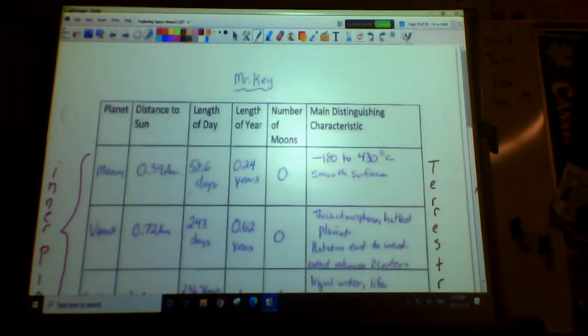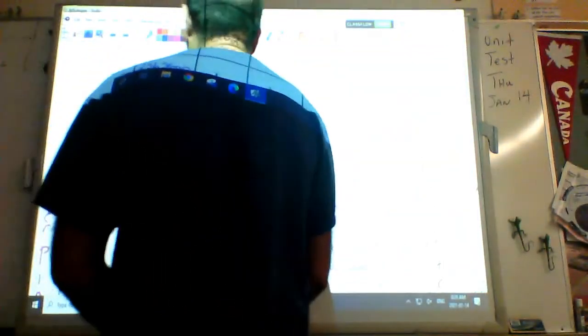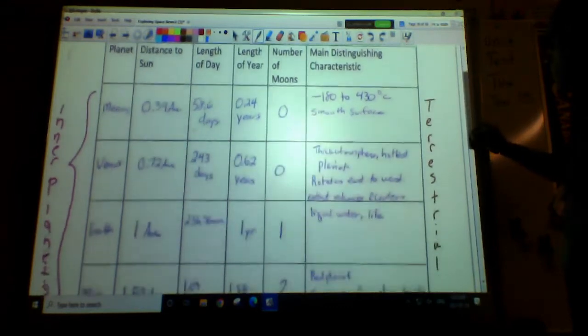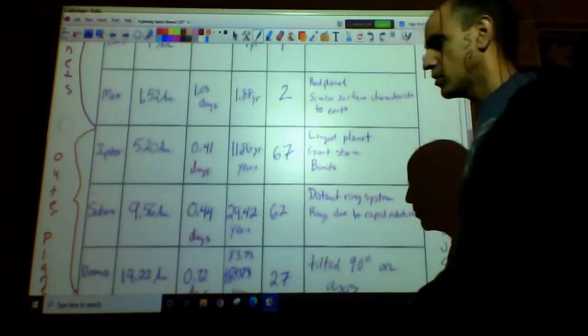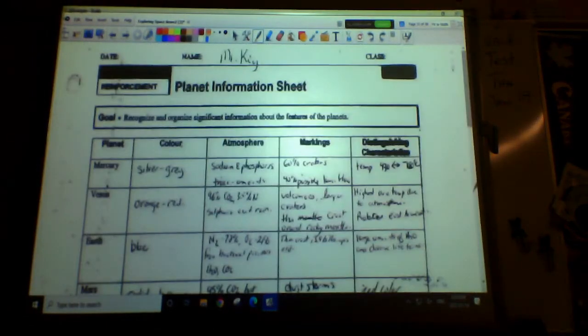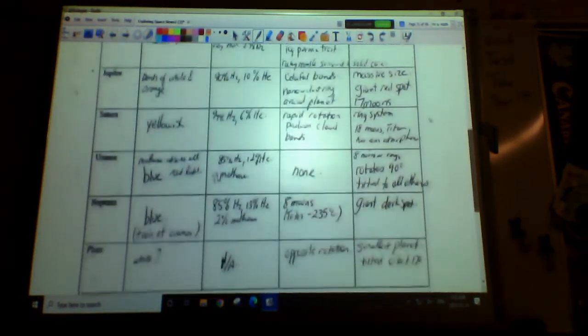And then there's some information on the planets. We did this, the information is all in the books. You have to do a quick little worksheet on it that you will check out. It's in your notes. Here, I mean, here's the information given to you.